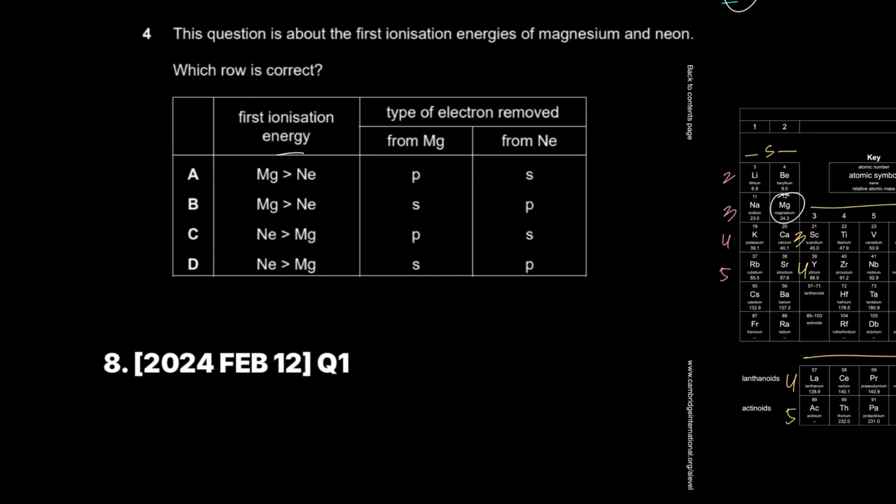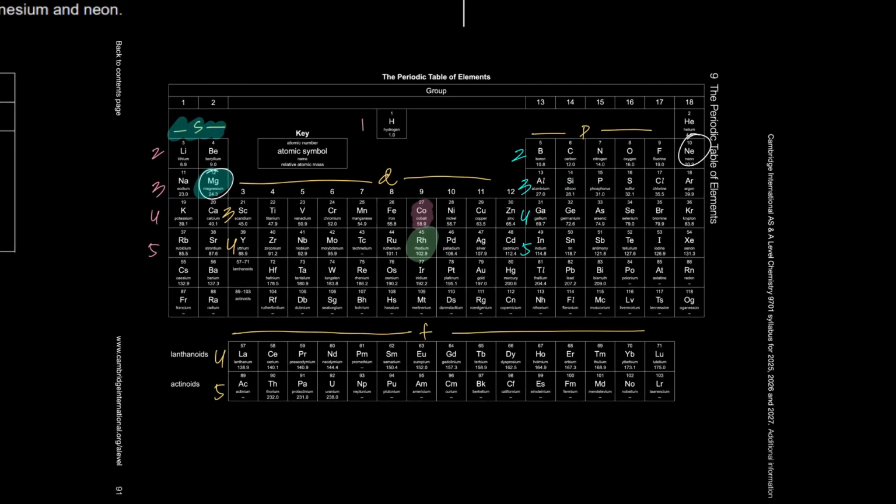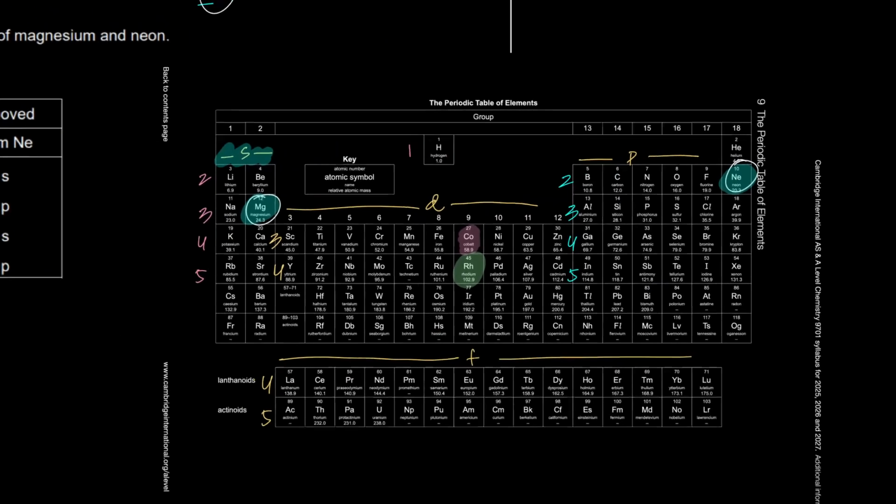So neon has a higher first ionization energy. A and B are wrong. And where is the electron removed from? We know that this is the S block. See, we've already labeled our periodic table. This is the S block. So magnesium's electron is removed from the S, and neon is in the P block. So neon's outermost electron is removed from the P orbital.